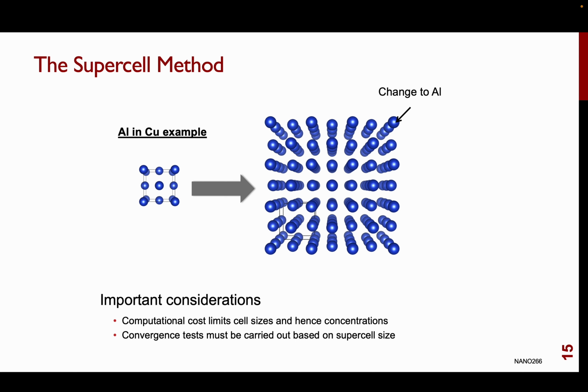Now, there are some important considerations. By its very nature, these kind of calculations are going to be much more expensive than your simple calculations, right? When I'm doing a calculation of perfect FCC copper, if you go to the primitive unit cell of copper, there's only one single atom in the unit cell, right? So in essence, I'm doing a one atom calculation. When I am doing something like this, let's say I'm doing 3 by 3 by 3 in all directions. 3 by 3 by 3 is 27 multiplied by 4 atoms. That's basically the total number of atoms I am calculating in this aluminum and copper example.